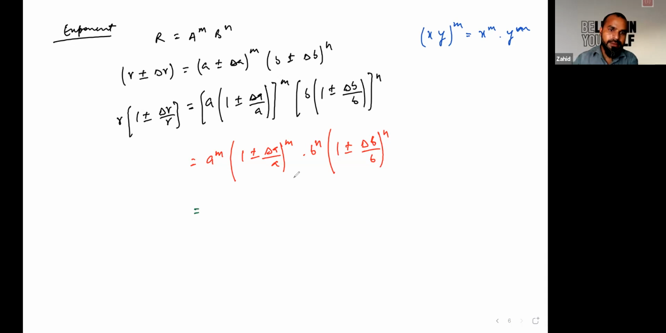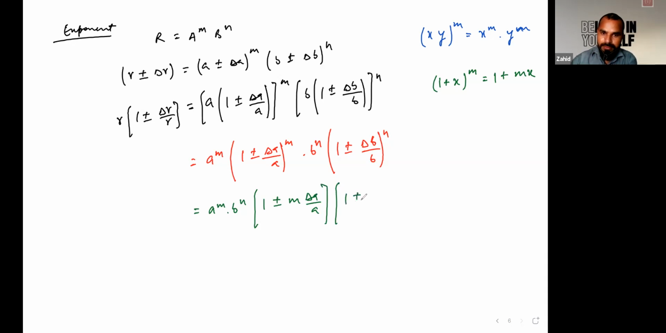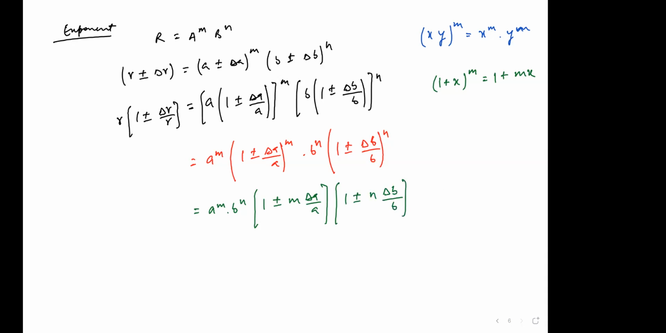Now, using binomial expansion, if we have 1 plus x raised to any exponent m, it will be written as 1 plus m times x. Just multiply this exponent to the second part of the expression. Similarly, with A raised to the power M and B raised to the power N taken as common, it will be 1 plus minus M times delta A over A. Similarly, for this part, it would be 1 plus minus N times delta B over B. Is it fine? Yes, sir.